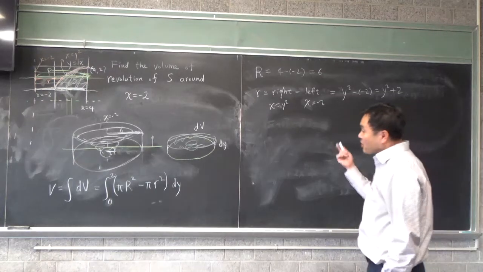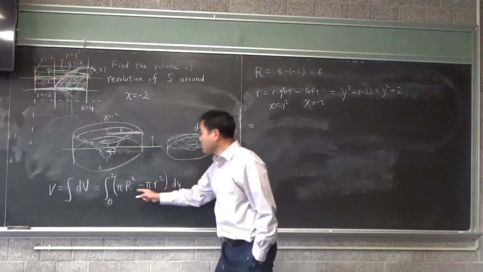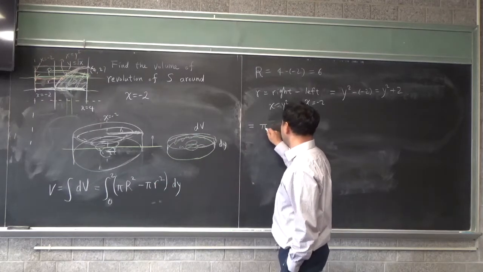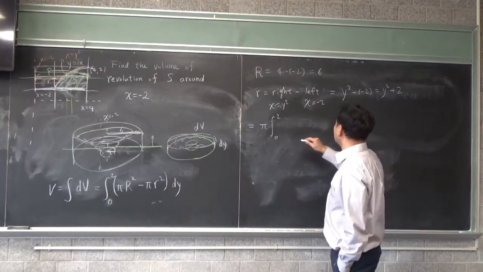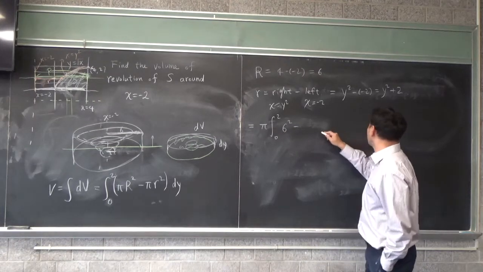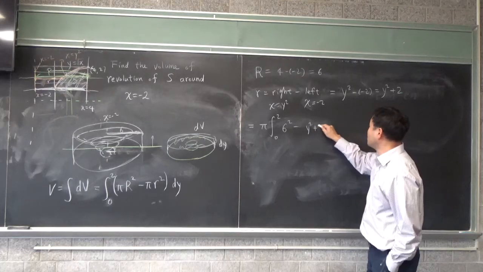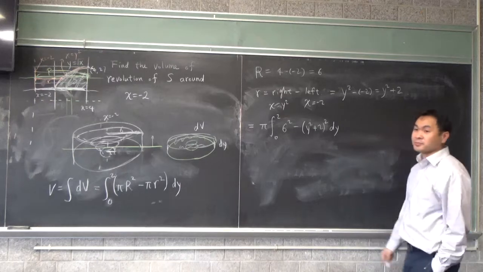Okay, now we've figured out everything. We can now plug in and calculate. Let's factor the pi outside. From 0 to 2, capital R would be 6 squared, small r would be y squared plus 2 squared dy.